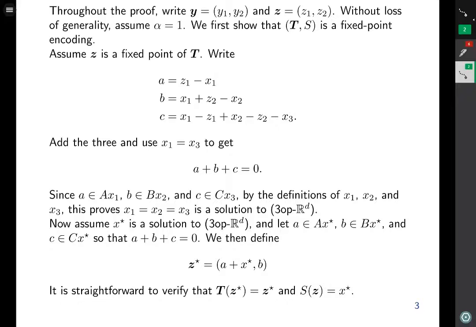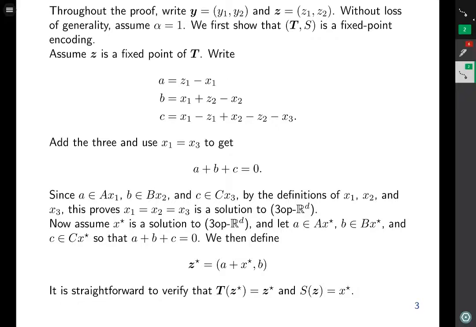For our first direction, assume z is a fixed point of T. Define a, b, and c in this manner. The definition involves the input z and the intermediate x vectors that we obtain while evaluating T, S. Add a, b, and c and use the fact that x1 equals x3 at a fixed point to get a plus b plus c equals 0.